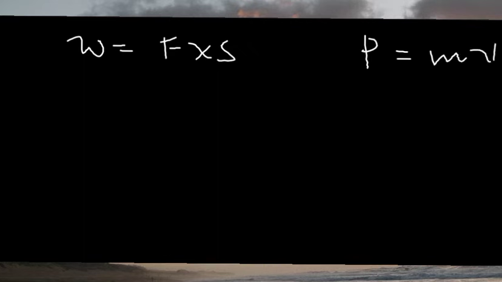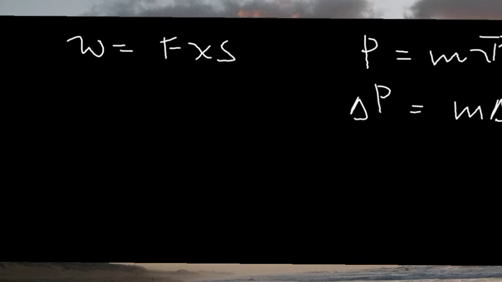To find the work done, work done is equal to force times displacement. Also, momentum is equal to mass times velocity. Here, change in momentum is equal to mass times change in v.